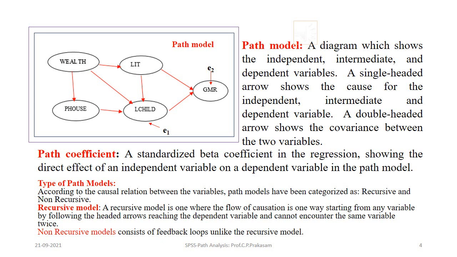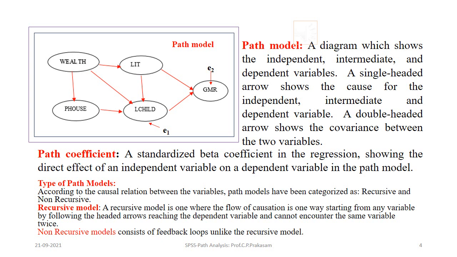A single-headed arrow shows the cause for the independent, intermediate and dependent variable. In some cases, there will be double-headed arrows, which show the relation between one variable and another, and that variable to the earlier variables. Therefore, a double-headed arrow shows the covariance between two variables.